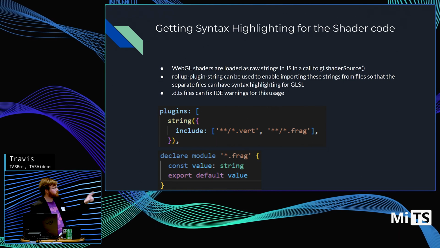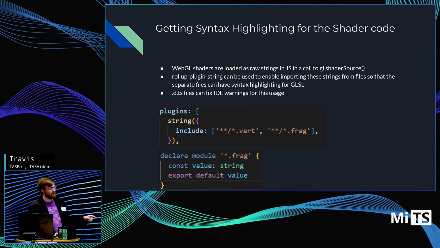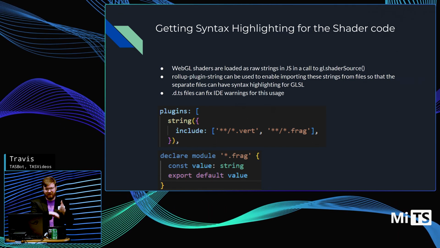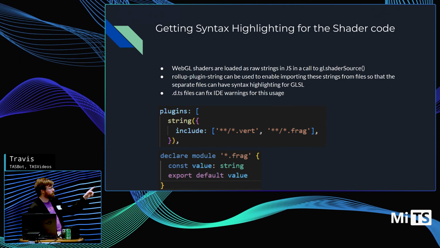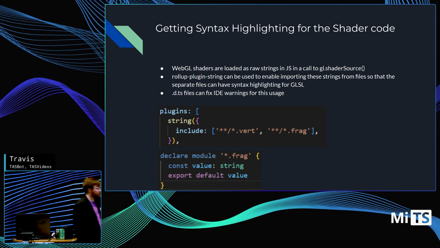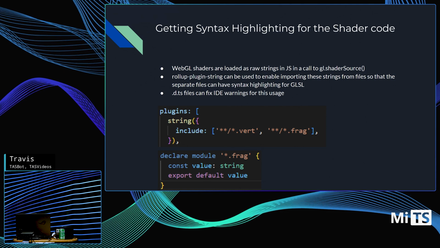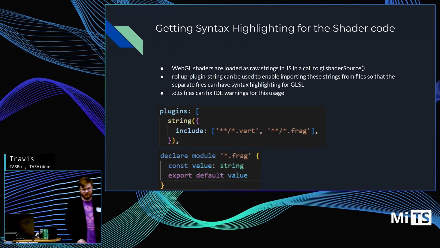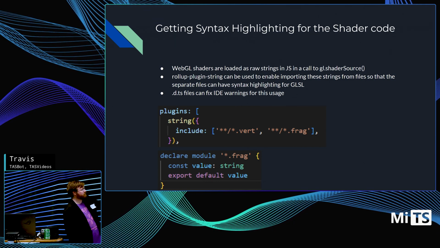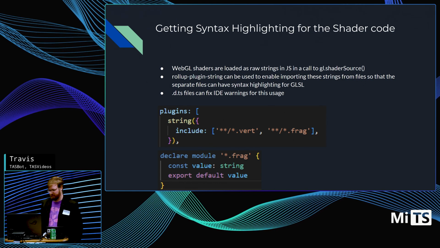If you're writing WebGL shader code, usually you have to write it into a template string because it's going to be in a JavaScript file. But if you use a rollup plugin string, you can write them in vertex and fragment shader files, and then it will pick up that it needs the syntax highlighting there, and bundle it into your JavaScript for you at build time.